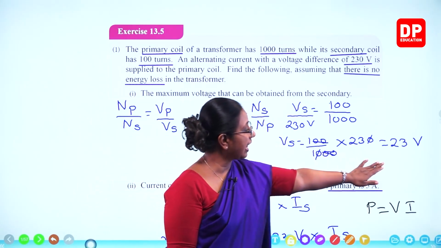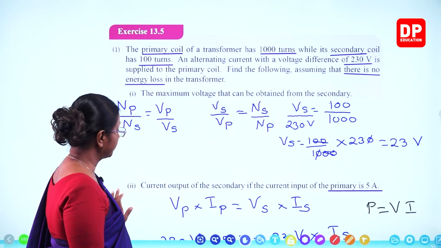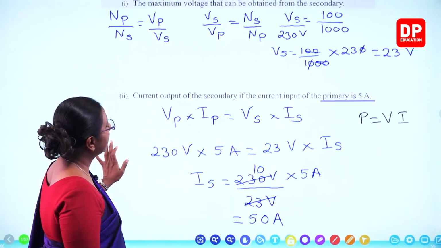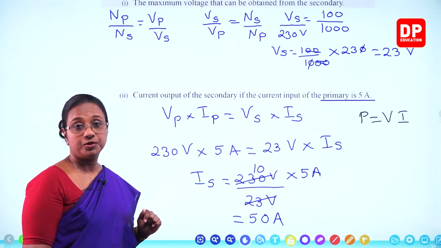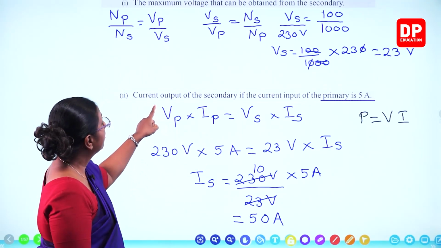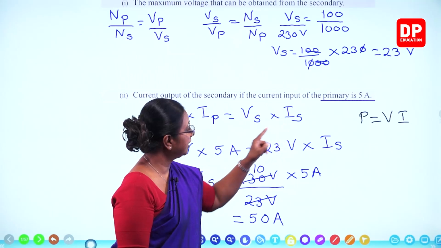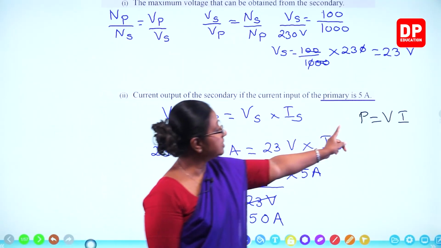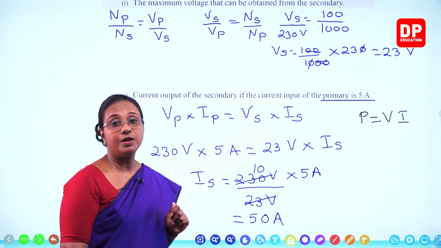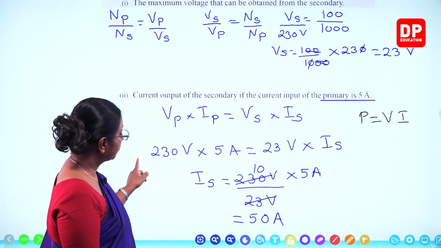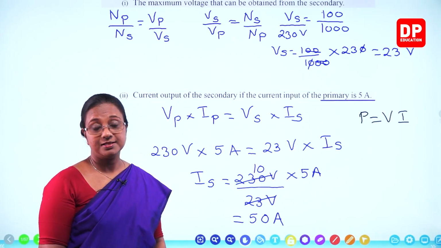So from that, we calculated the potential as 23 volts. That is the output, secondary potential. Then from that, we were able to calculate the current output using this equation. Voltage primary into current primary is equal to voltage secondary into current secondary, because power is equal to VI. Input power is equal to the output power. So from that, we calculate the current as 50 amperes.